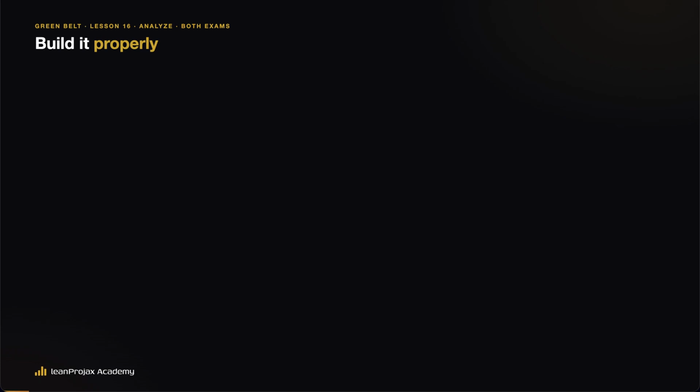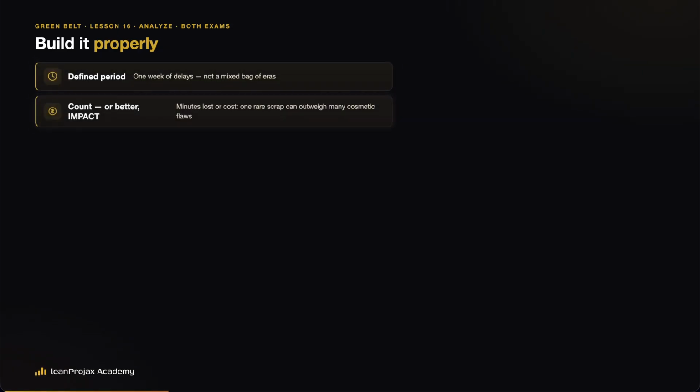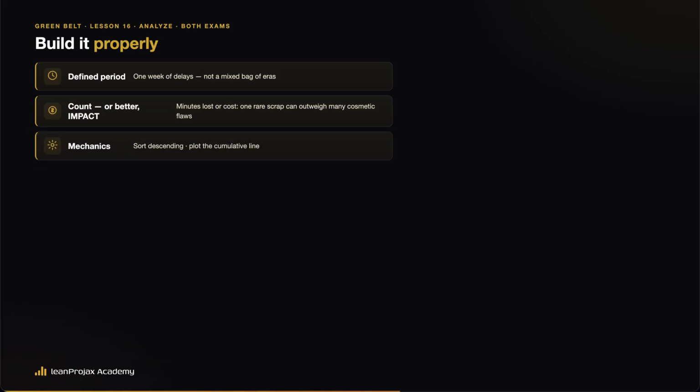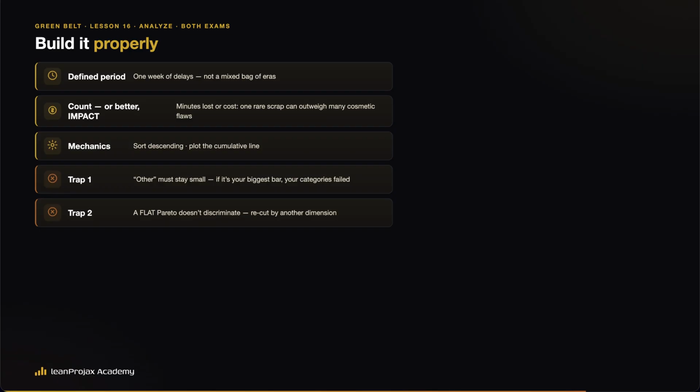Building one correctly takes 4 disciplines. Categories from a defined period, 1 week of delays, not a mixed bag. Counts, or better, impact, minutes lost or cost, because a rare defect that scraps the case can outweigh a frequent cosmetic one. Sort descending, then plot the cumulative line. And resist 2 traps. Other must stay small. If it's your biggest bar, your categories are wrong, and a flat Pareto, all bars similar, means this slice doesn't discriminate. Recut the data by another dimension.